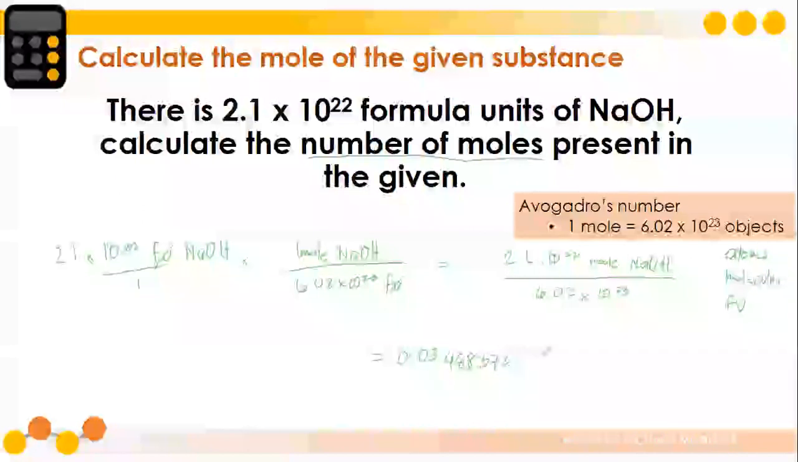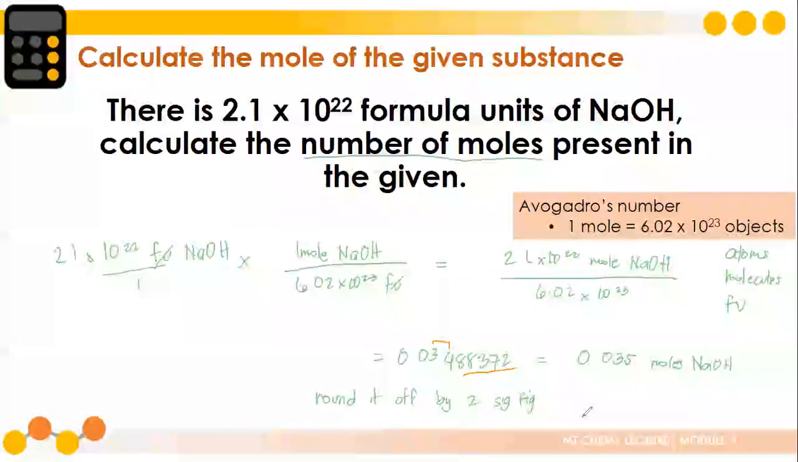0.03488372. Since the answer is very long, you have to round it off by two significant figures. Round it off by two sig figs. And since we're referring to significant figures, it should be up until here only, so we have to cancel the rest of the numbers. Make sure that you are following the correct rounding off rules. Your final answer here should be 0.035 moles of sodium hydroxide. This should be your final answer.